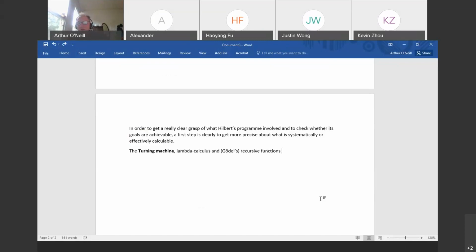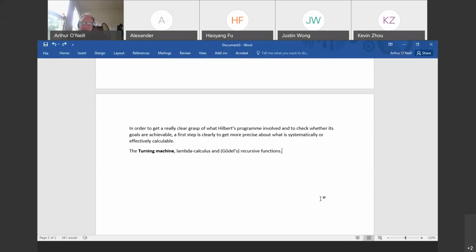So that's where the Turing machine comes in. Also, Church's lambda calculus and Gödel's recursive functions. They're all attempts to get a more systematic handle on what exactly was possible just by a human sitting there with a pencil and paper and following a set of rules.